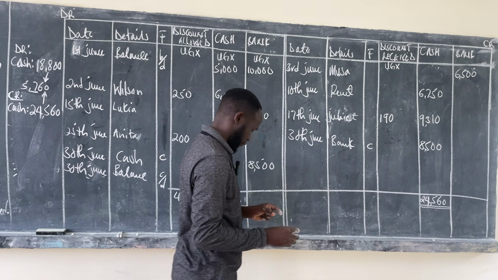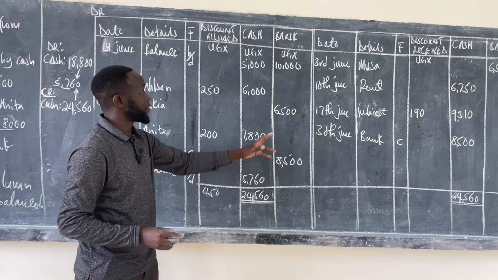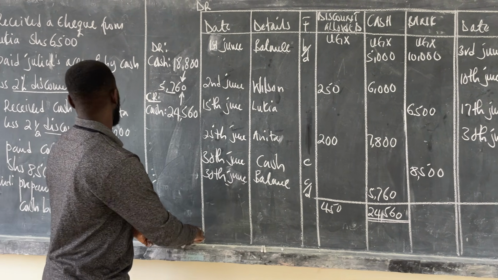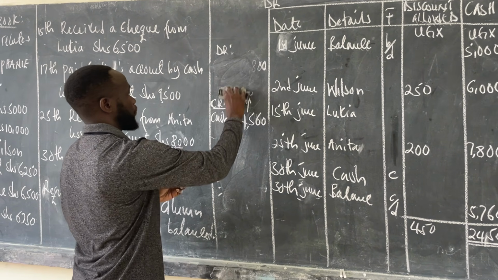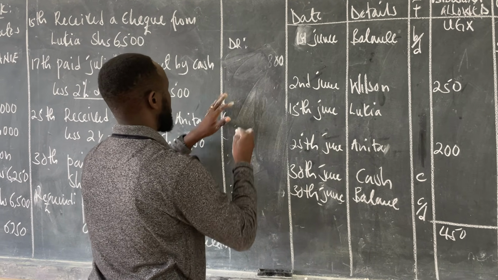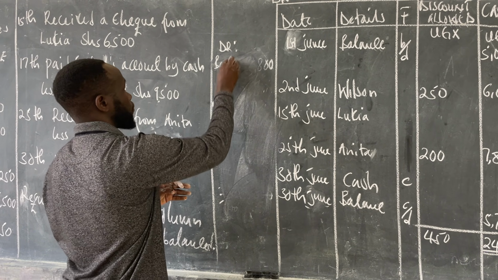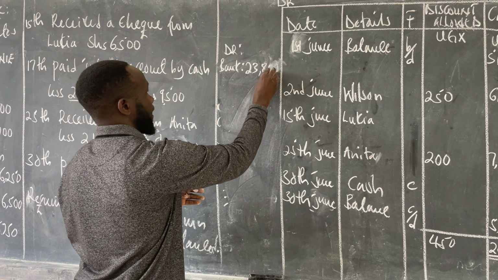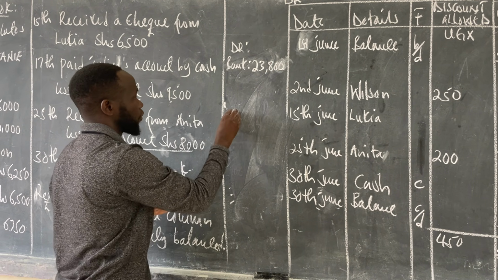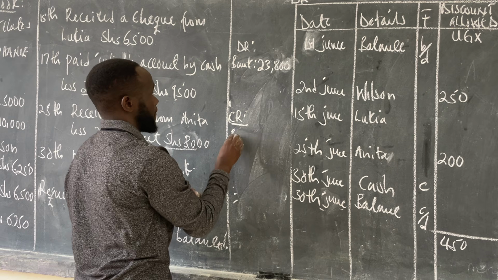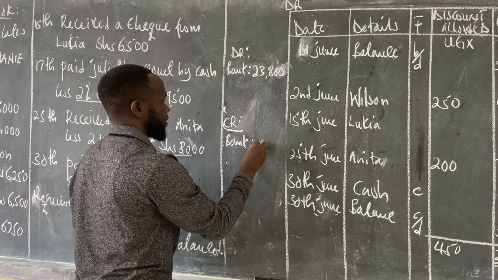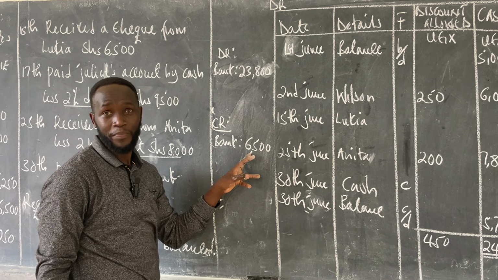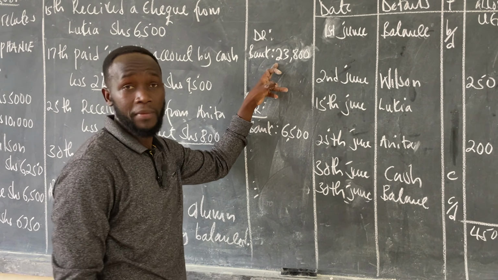It has balanced off. So after doing that, do the same for bank. Get me the total for bank on the debit side. 23,800. Hold on. Bank, how much? 23,800. Then get me the total for bank on the credit side. 6,500. Now, when you look at these two, the biggest figure is on the debit side.